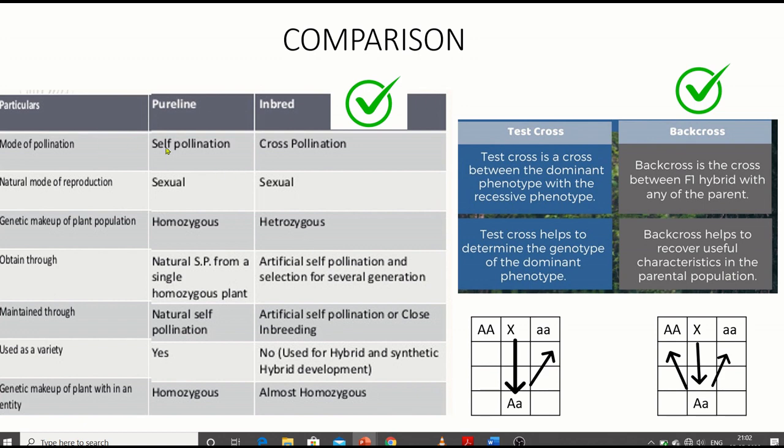And coming to the difference, a pure line is a homozygous plant developed from self-pollinated crop plants, and an inbred is a homozygous plant developed from cross-pollinated crop plants. The difference lies here: under natural conditions, cross-pollinated crop plants are habituated for cross-pollination, open pollination, while self-pollinated crop plants are accustomed to selfing.